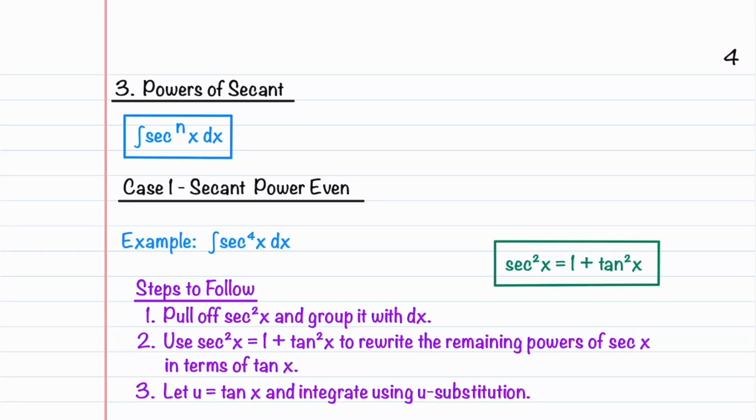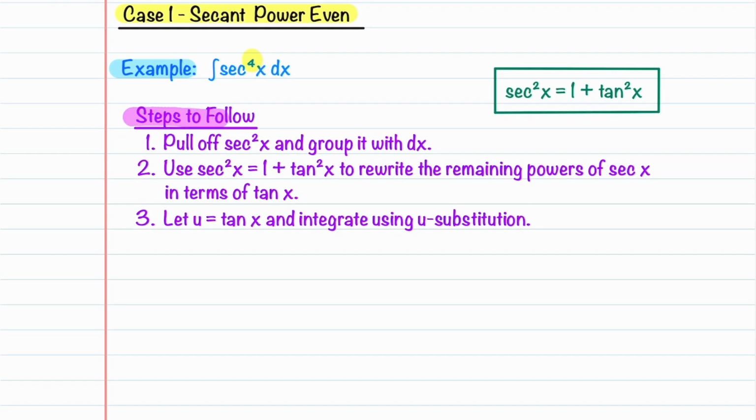Let's now learn how to integrate powers of secant. These integrals look like this, where n is the power of secant, and n can be either even or odd. We're first going to look at the case when the power of secant is even. And we're going to look at the example, the integral of secant to the 4th x dx.